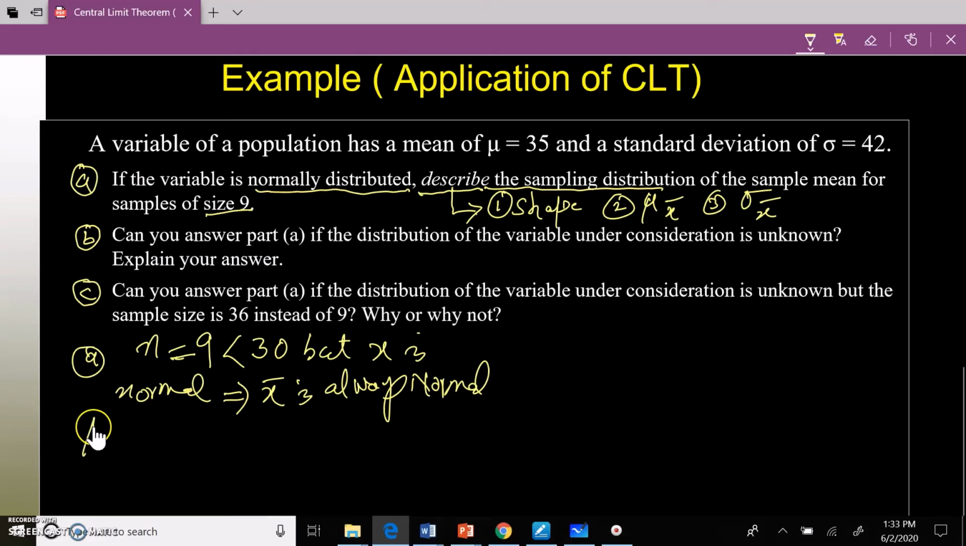And now what is the mean? The mean of the sample mean is equal to the population mean. And note the population mean is 35. So write a 35 here.